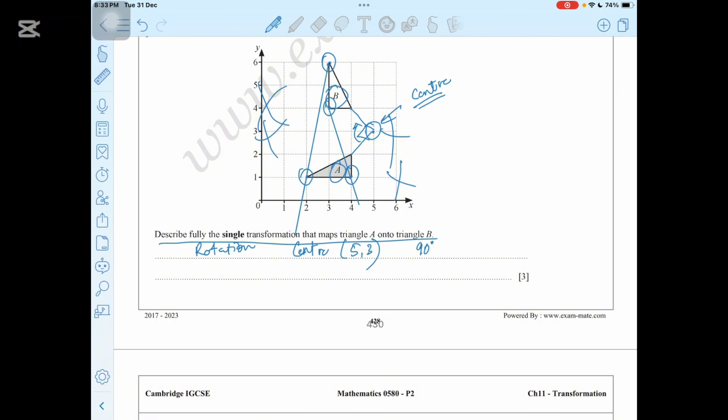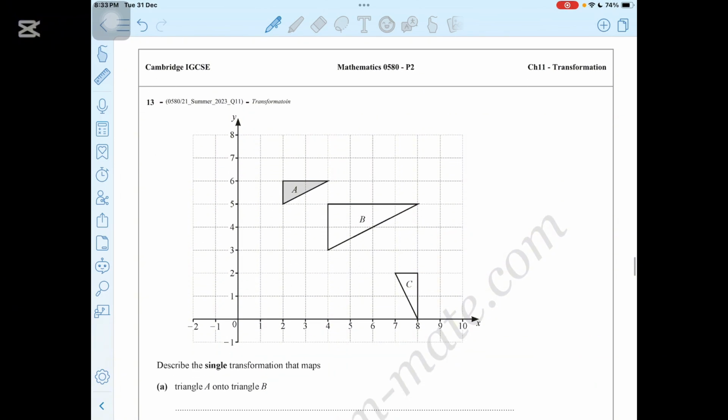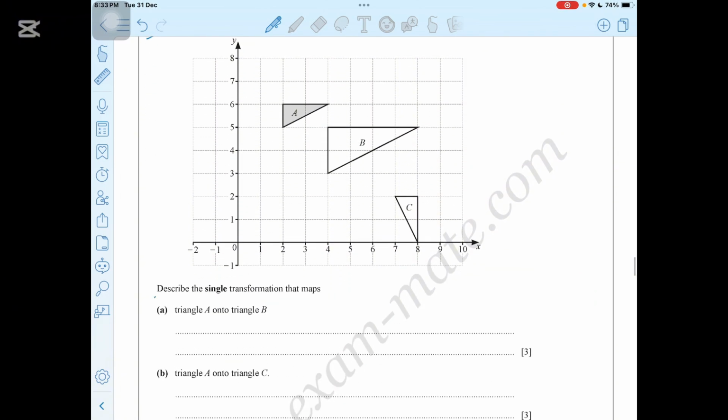So this would be a clockwise moment, right? Since it's triangle A onto triangle B, and our center is 5, 3, right? So this would be a clockwise moment, right? Moving on to question number 13, we have: describe the single transformation that maps triangle A onto triangle B.